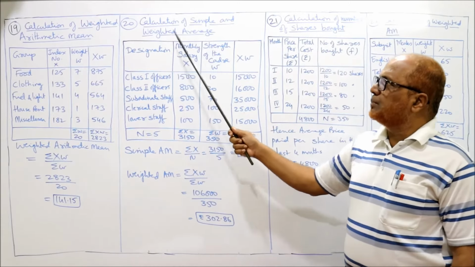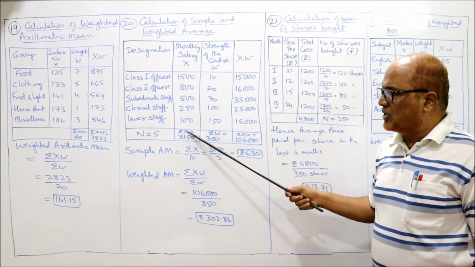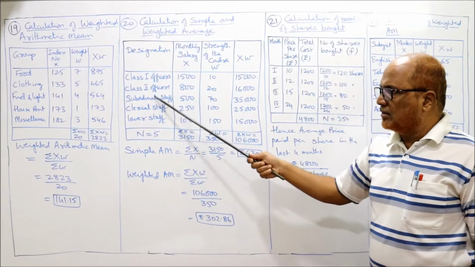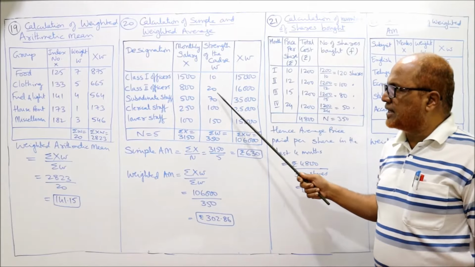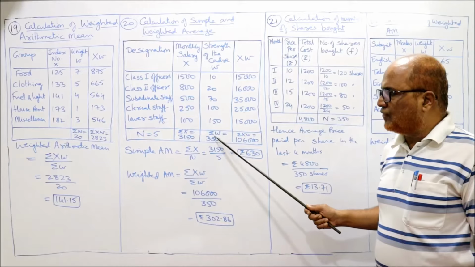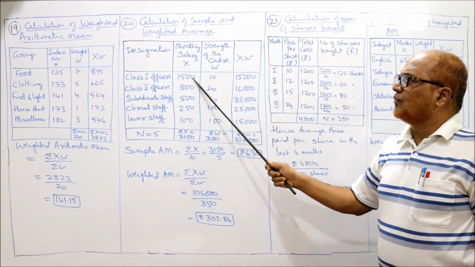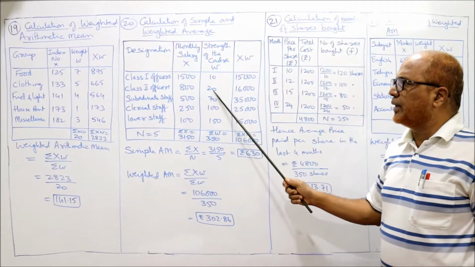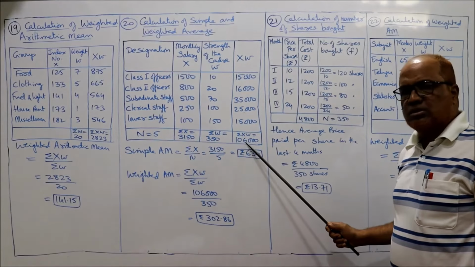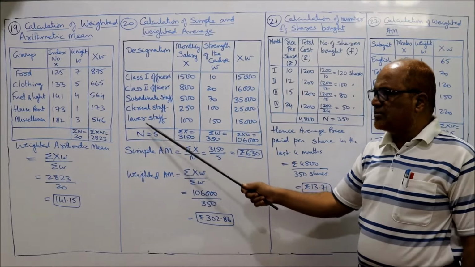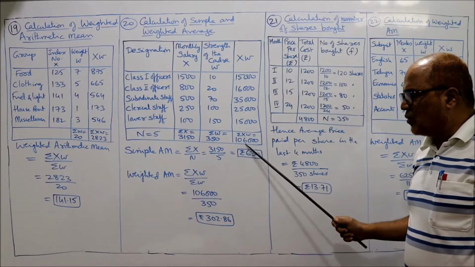So we are required to calculate simple average as well as weighted average for this problem. Second, calculation of simple and weighted average. Designations as it is, monthly salary as it is given in the problem. Take the total summation X is equal to 3150 and N, number of variables are 5. Then the strength of the cadre W, 10, 20, 70, 100, 150. Total of W is 350. Now multiply X into W. So 1500 into 10, 15,000. 800 into 20, 16,000. Like that you multiply. Take the total summation XW, 1,06,000. So we got the total number of items are 5. Summation X 3,150. Summation W 350 and summation XW 1,06,000.